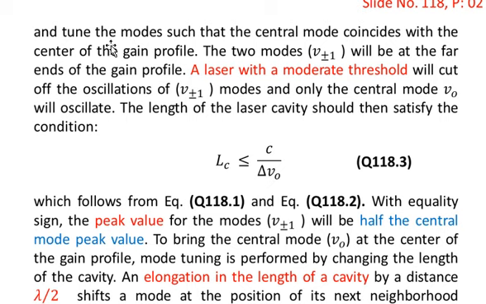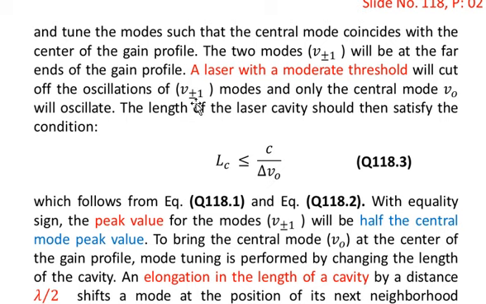So if you tune the modes such that the central mode coincides with the center of the gain profile, the central mode nu naught will be lying in the center of the gain profile, then the other two modes, for example nu plus minus 1, will be at the far ends of the gain profile. A laser with a moderate threshold will cut off the oscillations of nu plus minus 1.